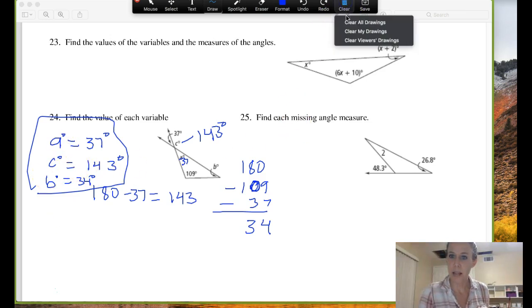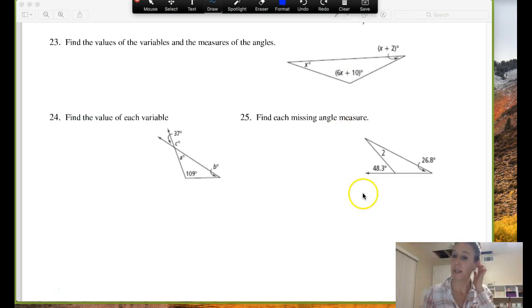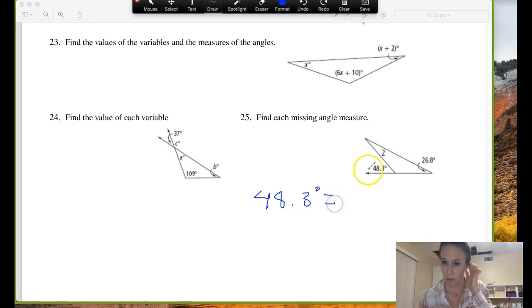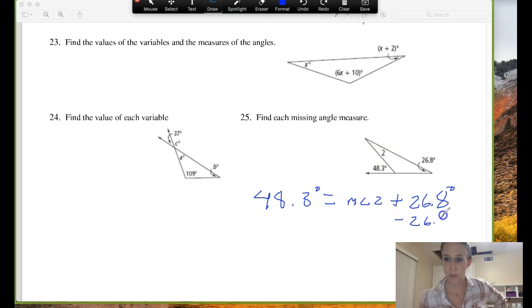All right, on to the last one. Find each missing angle measure. This is the exterior angle is equal to the sum of the two remote interiors. Right back to that. So we're just going to go 48.3 degrees is going to equal the measure of angle 2 plus this angle, 26.8 degrees. And then to figure out the measure of angle 2, I just subtract 26.8 degrees from both sides. And then I come up with my solution.